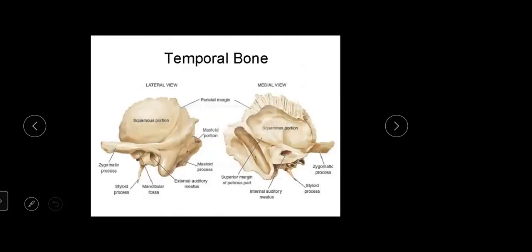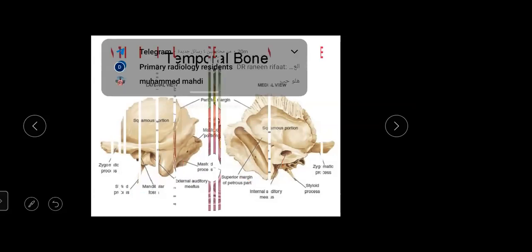The temporal bone consists of four parts: the squamous part, which forms part of the skull vault; the pyramidal petrous part, which contains the middle and inner ear and is a very strong part of the human skull; and also the aerated mastoid and the inferior process known as the styloid process.